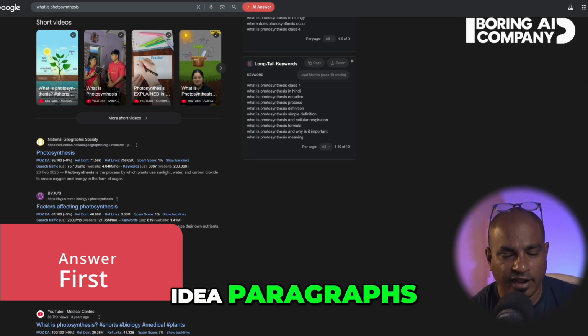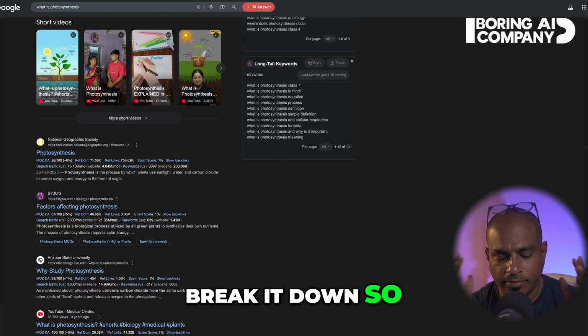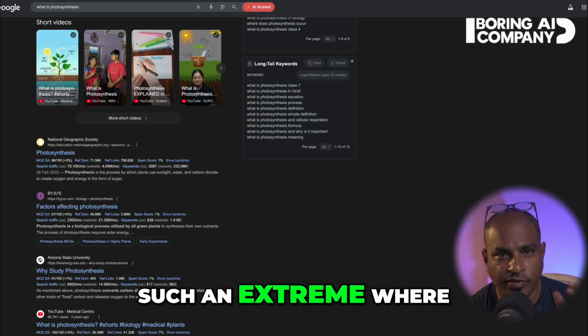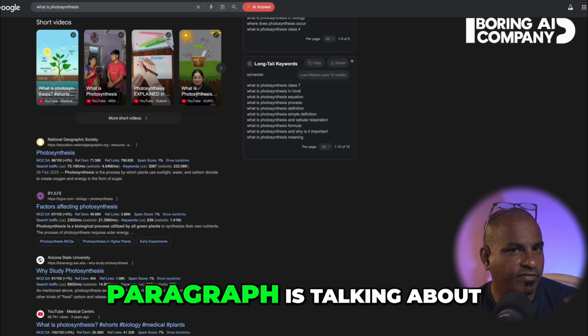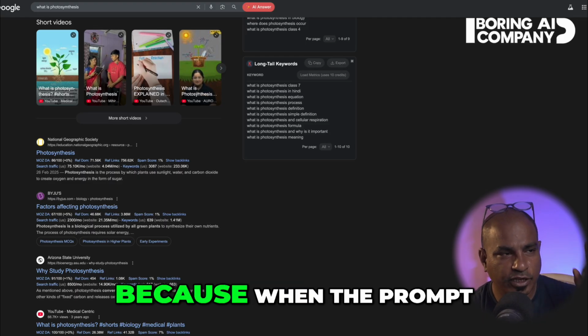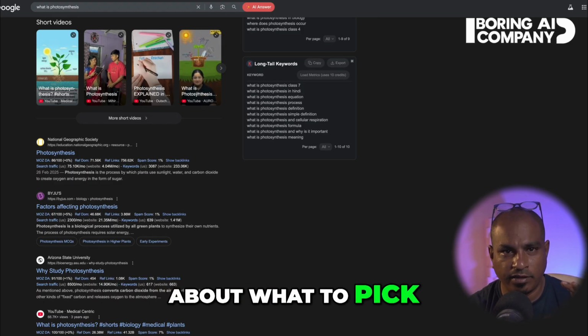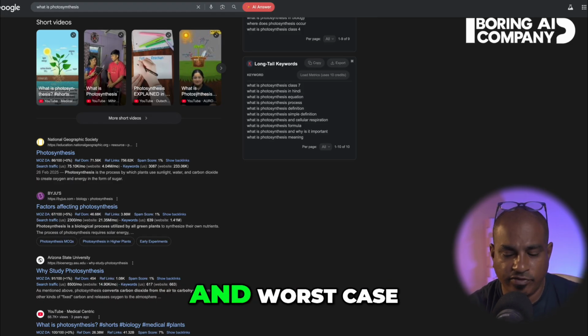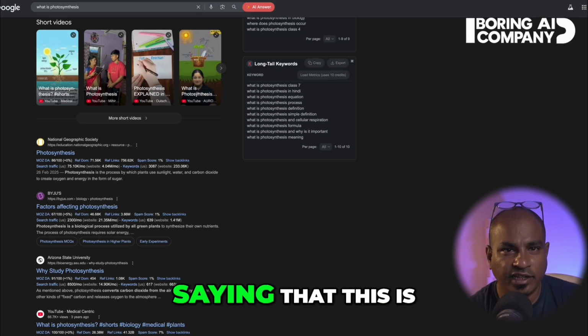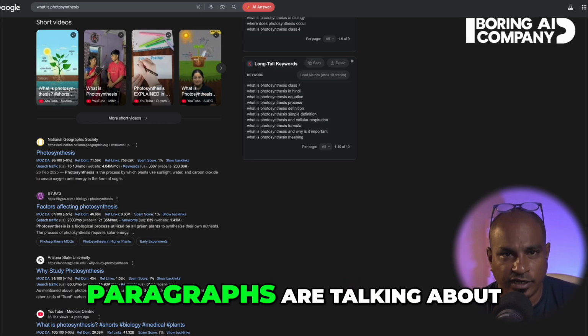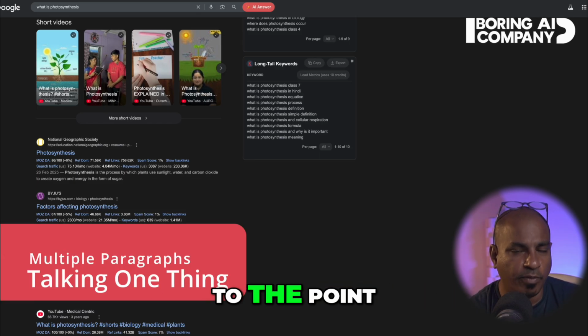Then you have single-idea paragraphs. Break it down to such an extreme that each paragraph is talking about only one specific thing, because when that prompt matches a particular section, it shouldn't be confused about what to pick, or at the most, in the worst case, it just ignores it, saying that this is irrelevant. So make sure your paragraphs are talking about one single point and to the point.